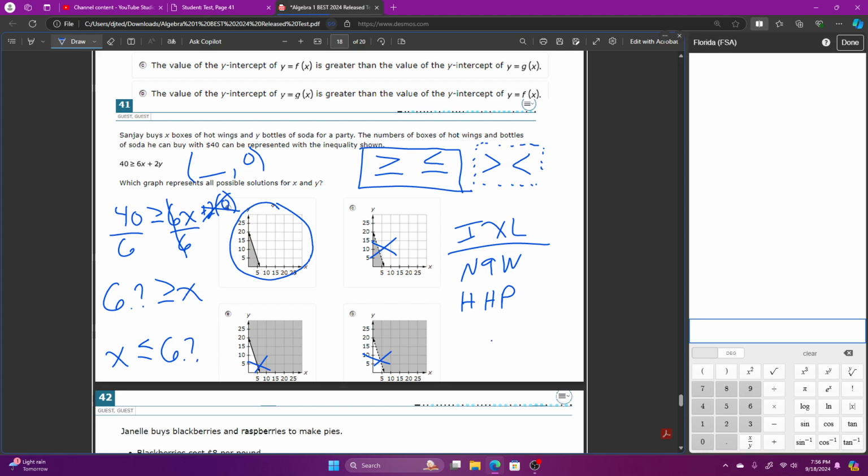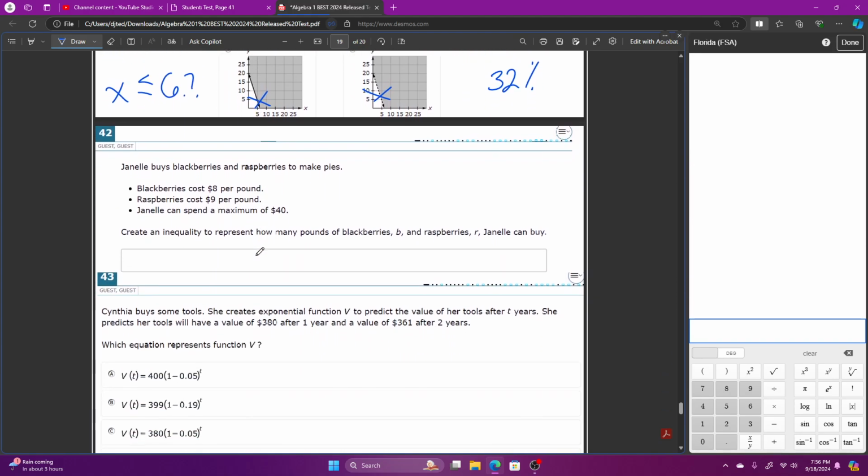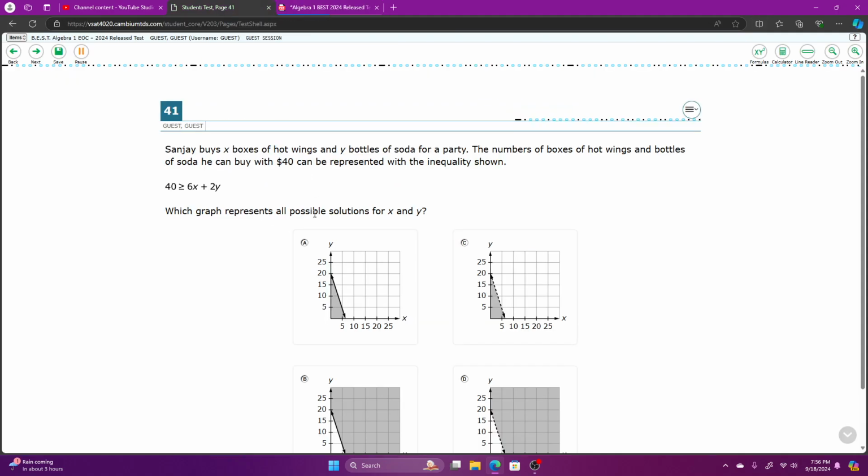Only 32% of students got this question correct. So, not sure why that wasn't a little bit higher. Maybe this is a more difficult question, but if you've got multiple choice like this, I would hope the percent would be higher. All right, and then just a couple more to go, guys.